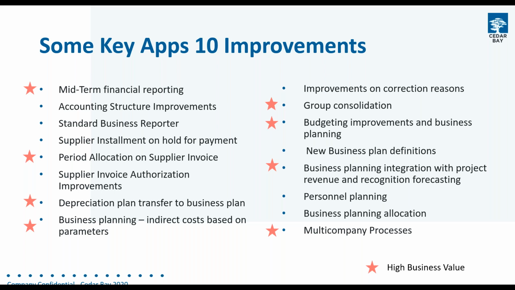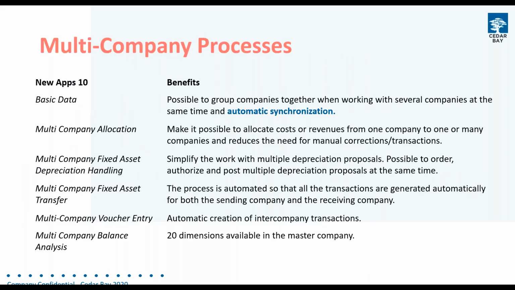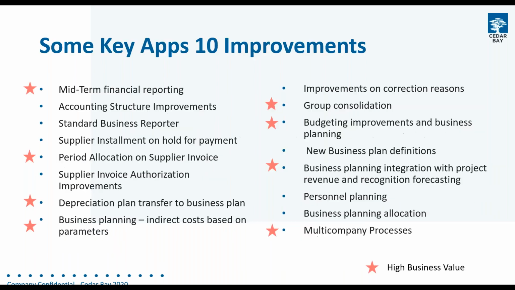Now, this ranges from business planning, touching on many different areas of functionality coming together, to items like period allocating on supplier invoices. Now, as I mentioned before, I can't go into all of these because of time constraints, but just to give you an idea of the number of changes just within one of these, I'm going to pick one of them and show you the different number of benefits. Now, if you go to the next slide, I've picked out multi-company processes, which, as you can see, is at the bottom of the slide on the right-hand corner.